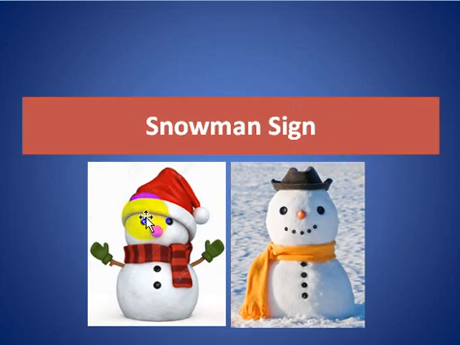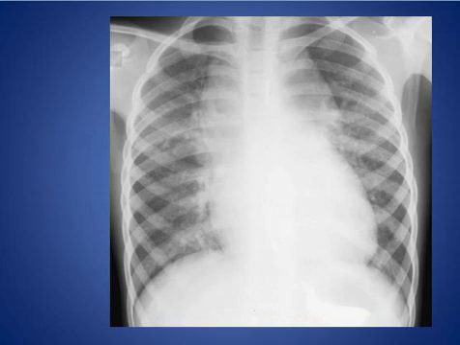Snowman sign, as we see here, this is a snowman sign. As we see here in this chest X-ray in a patient with total anomalous pulmonary venous return, we see dilatation of the right and left innominate veins and superior vena cava, giving the appearance of the classic snowman or figure of 8 appearance. And also there is enlargement of the heart, and also there is increased vascularity.